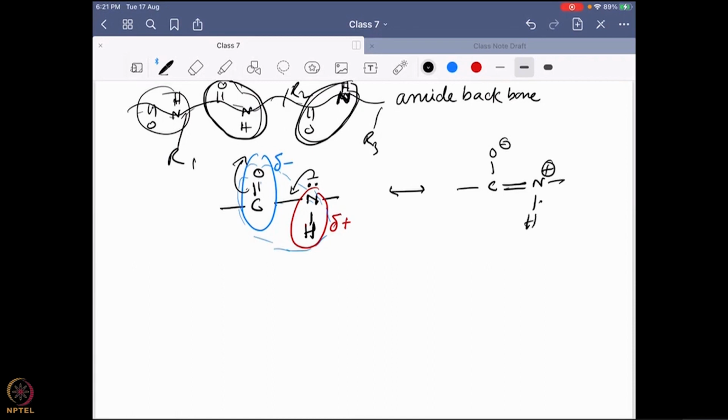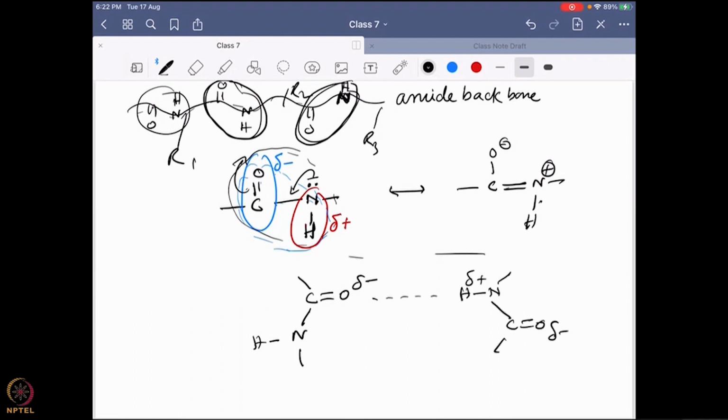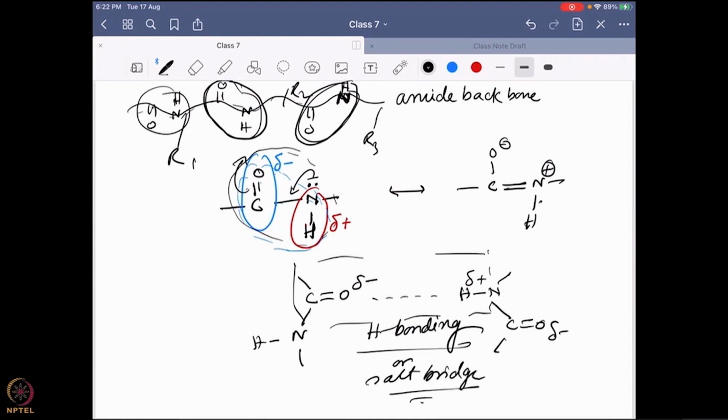So these are possible. So altogether, you are going to have a planar structure around the amide bond, and not only that, this carbon will have a negative charge. A hydrogen should have a little bit of positive charge. And once you have this negative and positive charge next to each other, there is a possibility that a carbonyl group coming from one particular end can have some interaction with the NH part of another molecule. And this will create a very nice hydrogen bonding or ionic interaction network. So this kind of network can be possible.